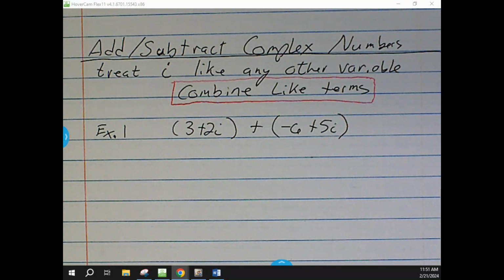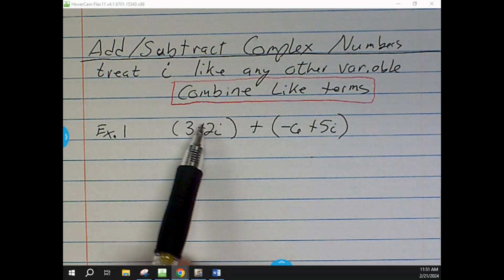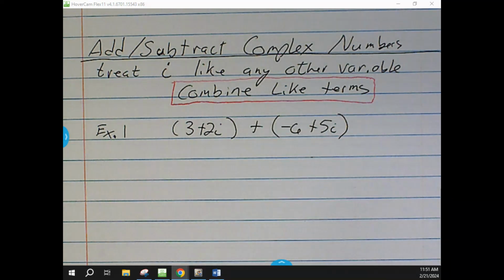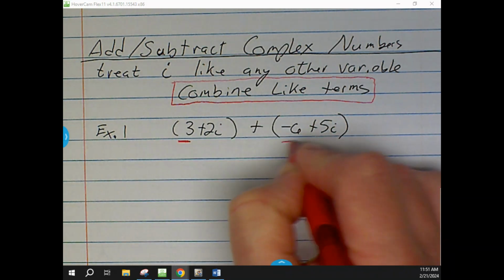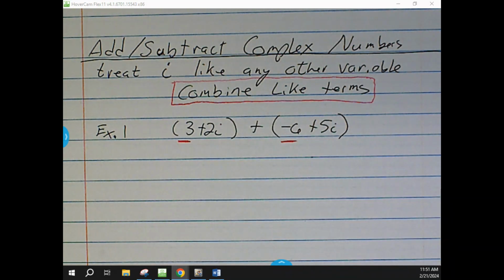Okay, so first example we'll look at. What do you want with addition? Because with addition, there's really not much that you've got to worry about. So you've got 3 plus 2i and then plus negative 6 plus 5i. Okay, and usually they'll put parentheses around it like this. Just know this is the first complex number we're looking at, and we're going to add that to this next complex number. And for these, all you have to do with addition is take the real number here and then add or subtract it, whatever the signs tell you to do with this number here.